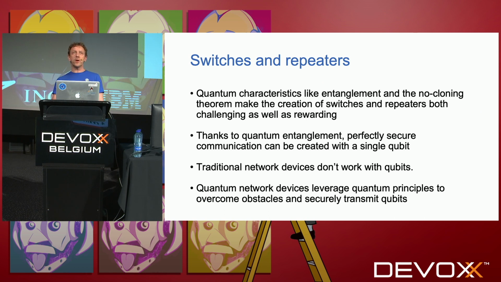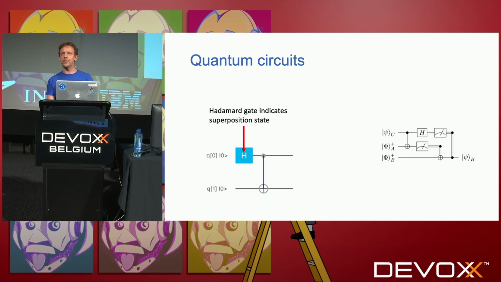On the other hand, once you have a system to create switches and repeaters, they are inherently secure because of the nature of quantum entanglement, which allows you to create something where, if someone tries to eavesdrop, you will notice it, because the qubit that your partner is going to send will be destroyed, since someone read it already. I'm taking some shortcuts here to explain it in 40 minutes.